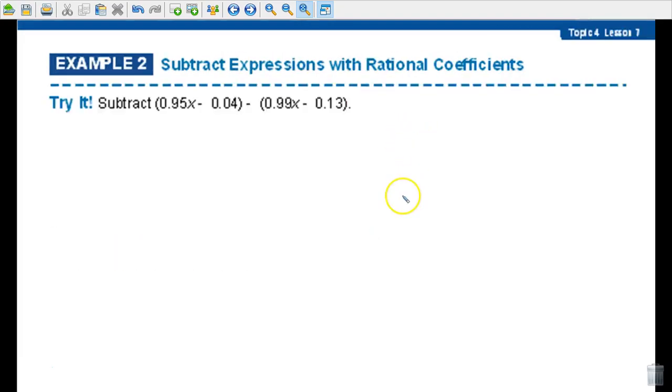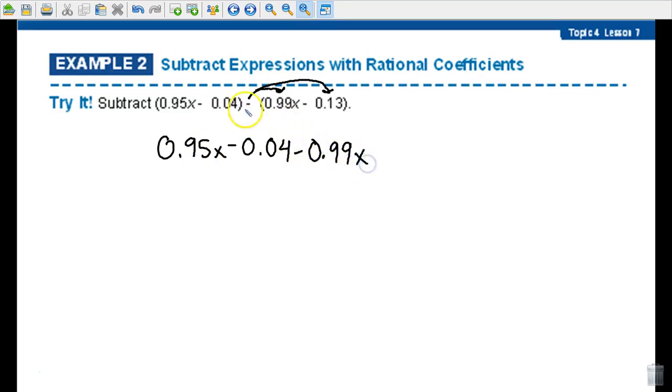Example 2. Try it. I distribute. All I have to do, class, is distribute this negative to both terms, to the parentheses on the right, and then I combine like terms. So let's rewrite this. 0.95x minus 0.04, and then negative times this becomes the negative 0.99x, and then negative times negative is positive 0.13.